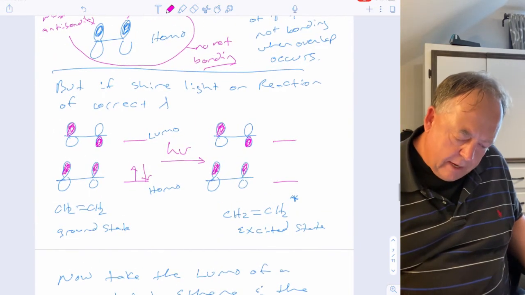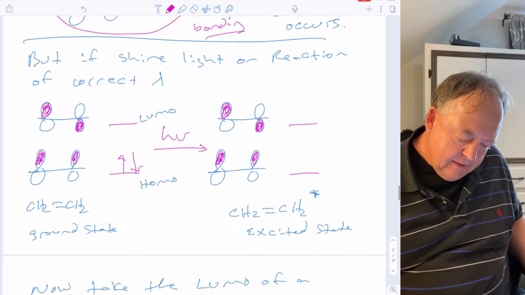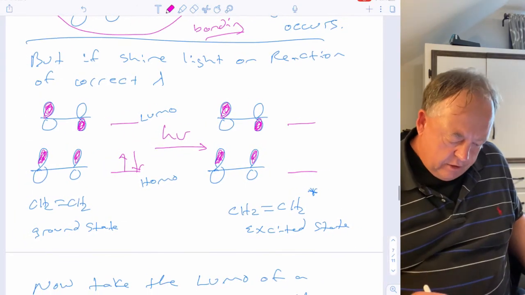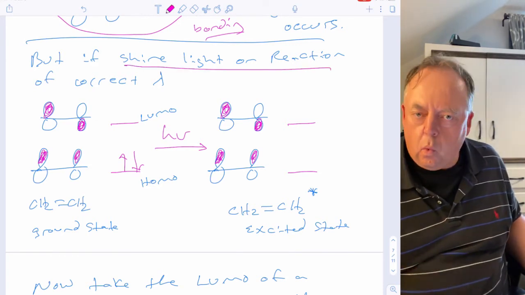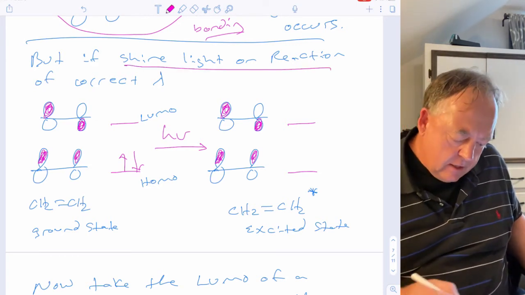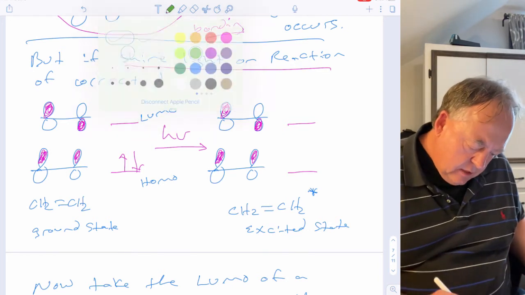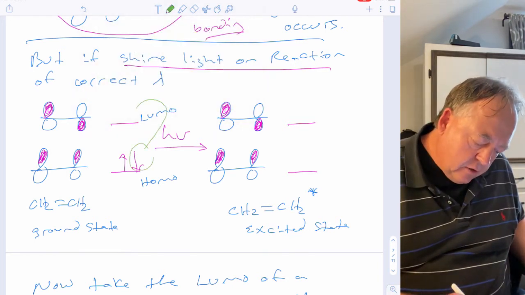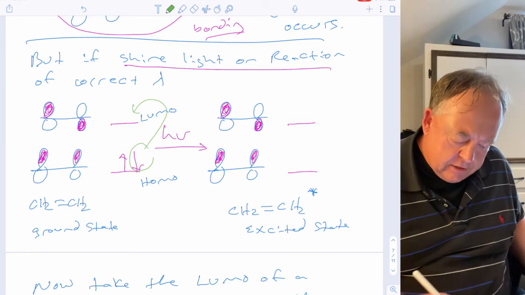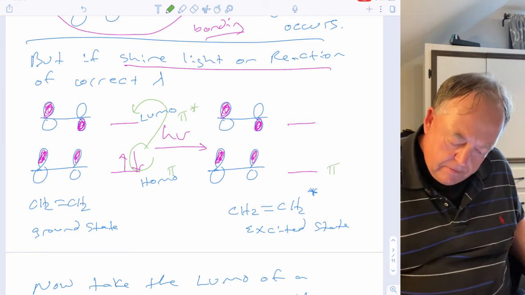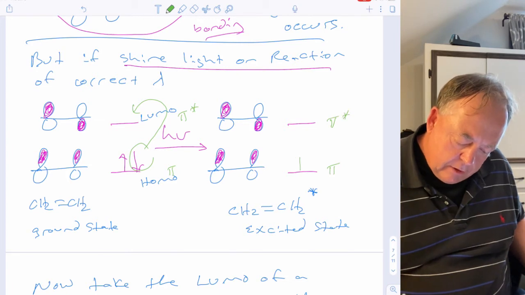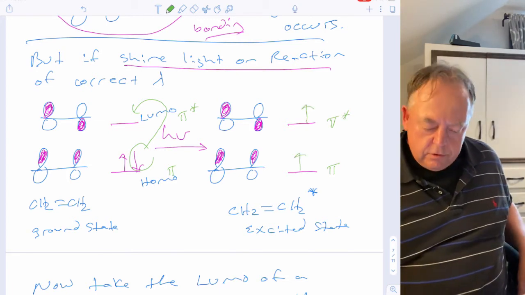Okay, so if we go back to this with the 2 alkenes, if they react with each other, it does work if you shine light on it. So why? What happens if you shine light on it? If you remember from the 3rd lecture, that promotes an electron from pi to pi star. So this is pi. This is pi star. So now we have 1 electron in each of those orbitals.